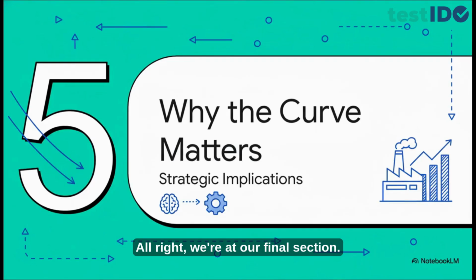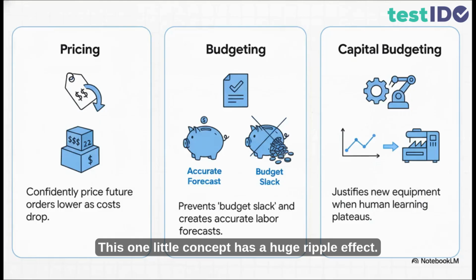All right, we're at our final section. Let's talk about the big so what. Why should you care about this stuff beyond just checking a box on the CMA exam? Well, because in the real world, this is a seriously powerful strategic tool. This one little concept has a huge ripple effect.